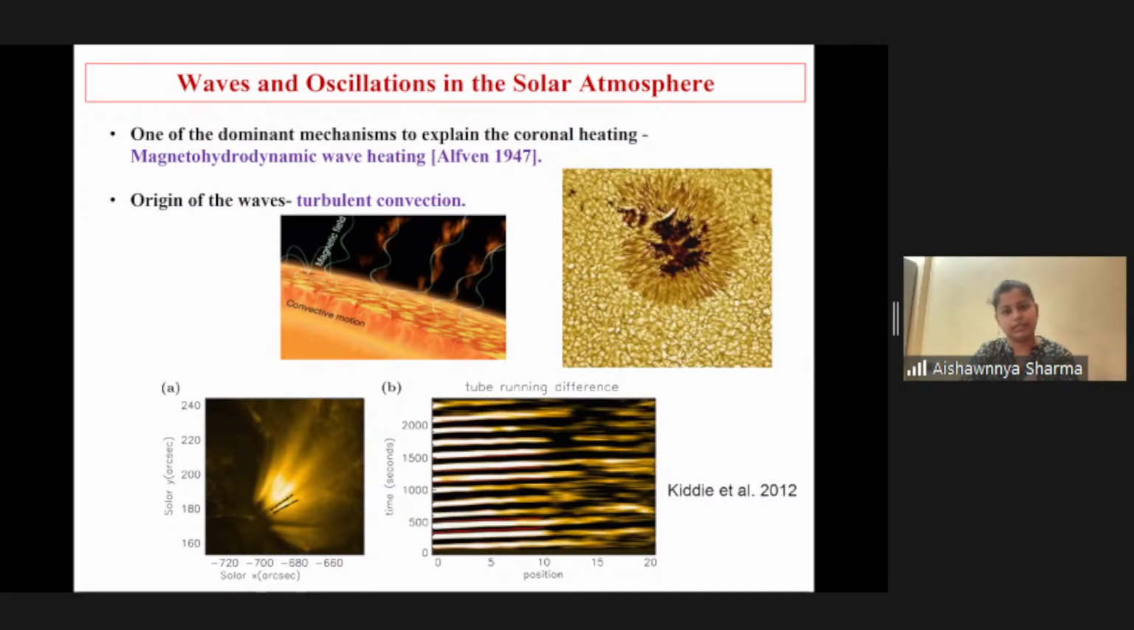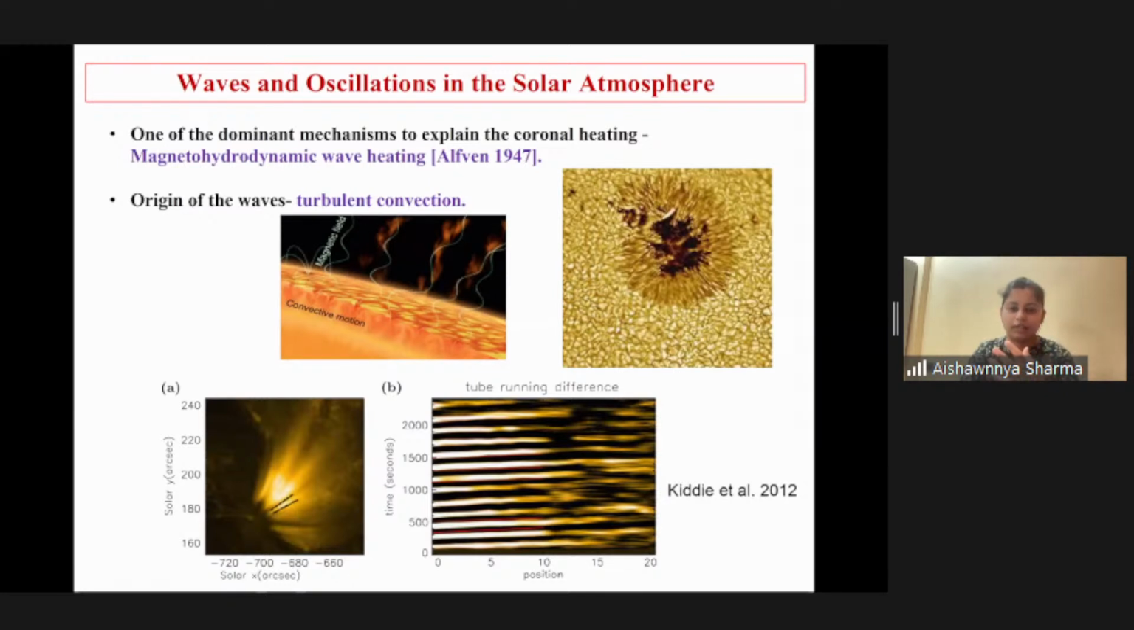Just near this fan loop, there is another image. Here we can see some propagation, where the y-axis is time. There is some propagation of intensity variation: some brightness, some darkness, some brightness, some darkness. Actually, these are waves. In the next few slides, I'm going to speak about this. This is a kind of wave which we call slow magnetoacoustic waves.